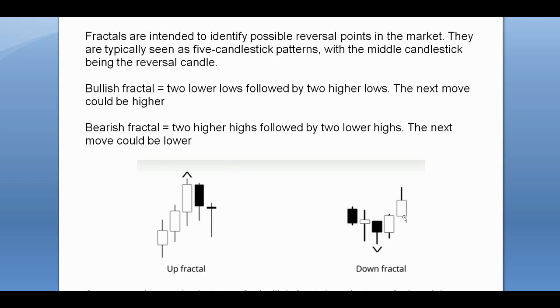If there isn't any wick or shadow, you're looking at the bottom of the body here, if there's no lower wick. All right? So the next move could be higher. That's the expectation. Not necessarily, but that's what you're hoping for, okay, with a bullish or down fractal.